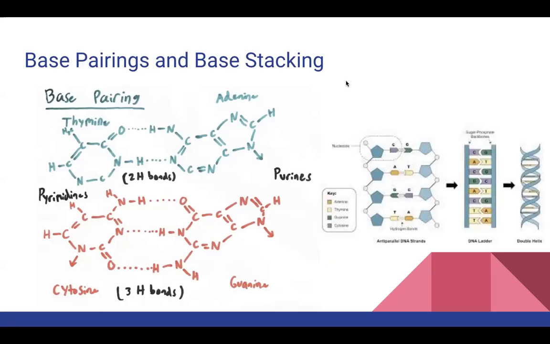Thymine and cytosine can be described as pyrimidines, while adenine and guanine are called purines. They are separated into these groups because thymine and cytosine are similar in structure since they only have 1 ring structure, and guanine and adenine have 2 ring structures.